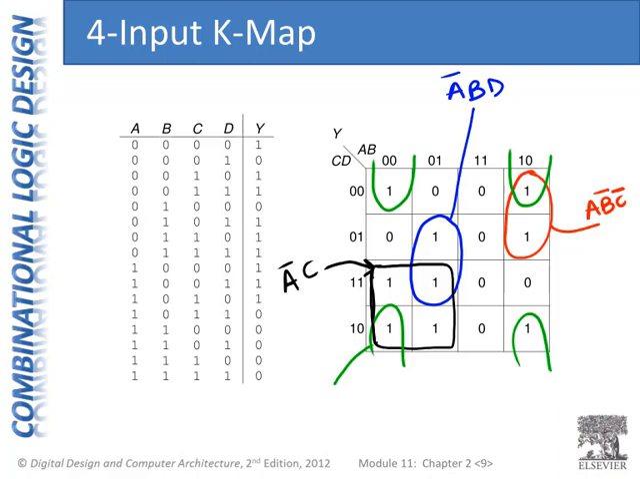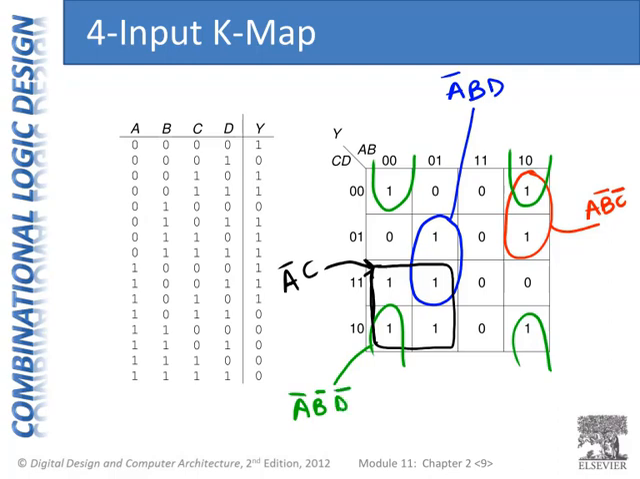Now we look at this green circle that goes from the top to bottom. It's a circle of two ones. We have the complement forms of both A and B, so we get A bar, B bar. We have both the true and complement form of C, so C is not in our implicant or product term. But we have just the complement form of D. We put D bar.